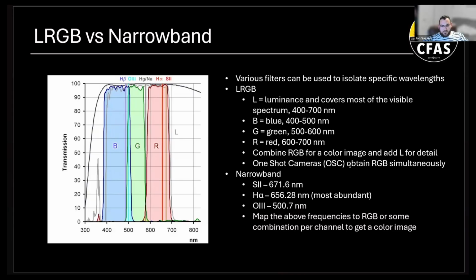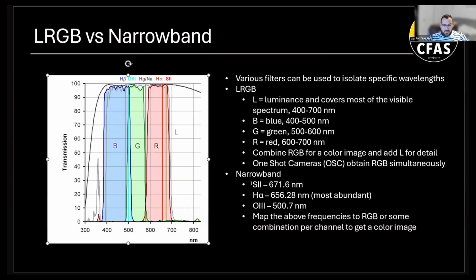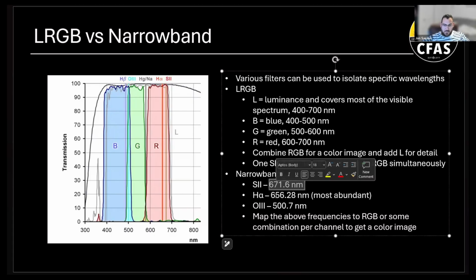So again, if you're using a one-shot color camera, you're taking RGB simultaneously. You're just doing it at a lower efficiency, like we discussed. And then there's narrowband, when you're focusing on specific wavelengths that a nebula might be emitting. So you have your sulfur 2, which is basically once-ionized sulfur, which has a wavelength of 671. H alpha, hydrogen alpha, which is the most abundant gas out there, has a wavelength of 656, which again is in the red filter.